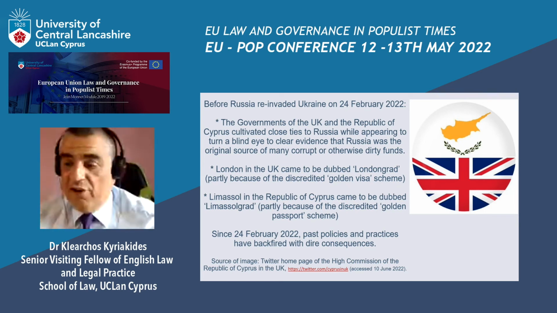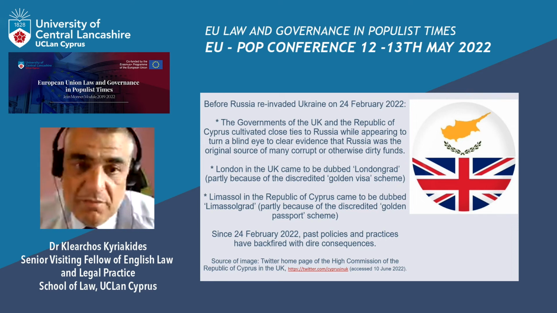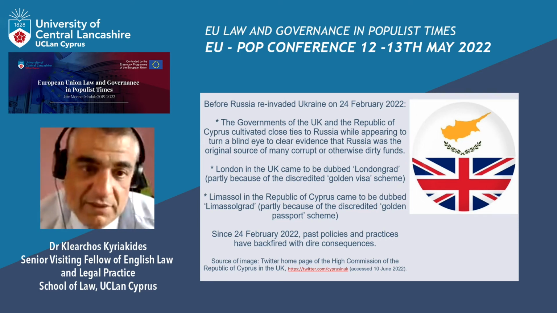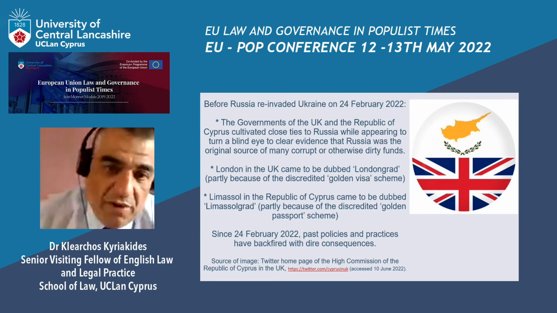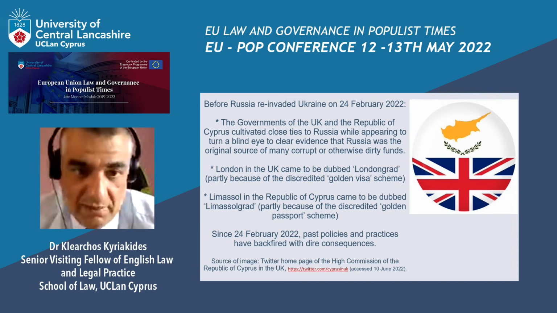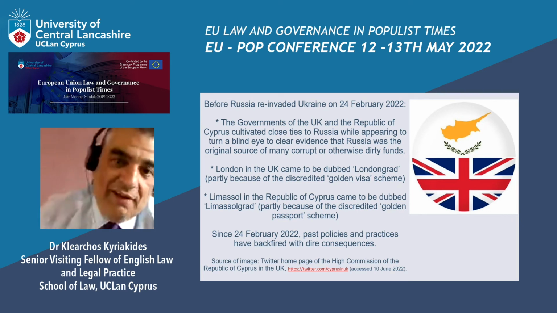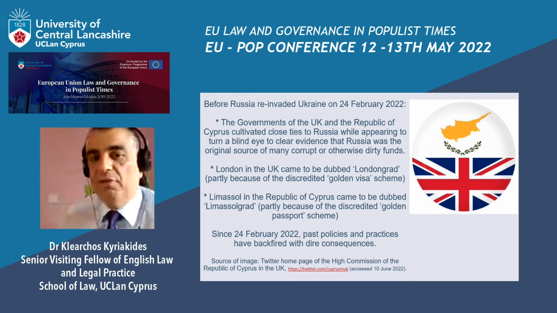London attracted a lot of dirty or corrupt Russian money through the golden visa scheme operated by the UK government. The Republic of Cyprus attracted a lot of corrupt or otherwise dirty money because of the golden passport scheme that became discredited. So it's a slight difference. In the UK, we had the golden visa scheme. In the Republic of Cyprus, we had the golden passport scheme.